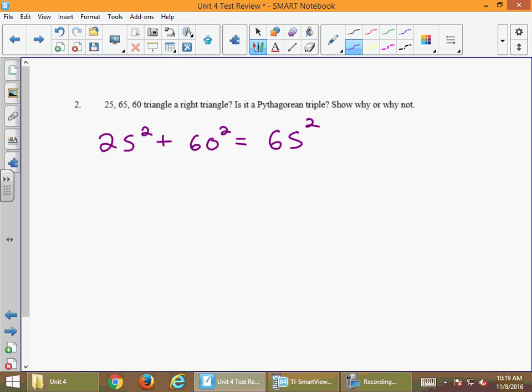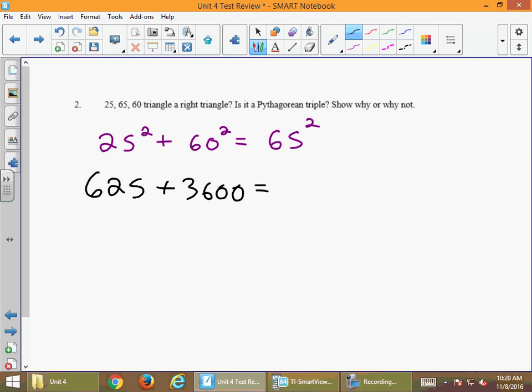So 25 squared gives me this: 625. You guys have that memorized. 625. Good. 60 squared gives me this number. What's 6 squared? 36. Add some zeros on the back. 3,600. Good. All right, this is a tough one.